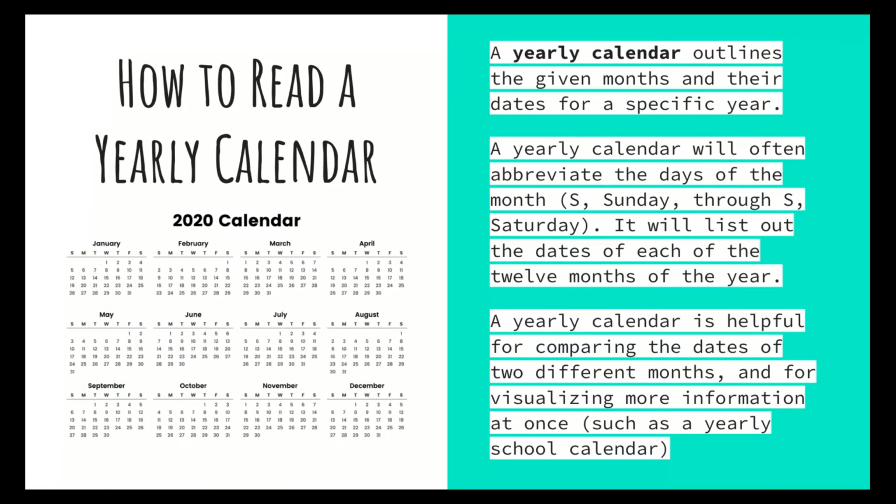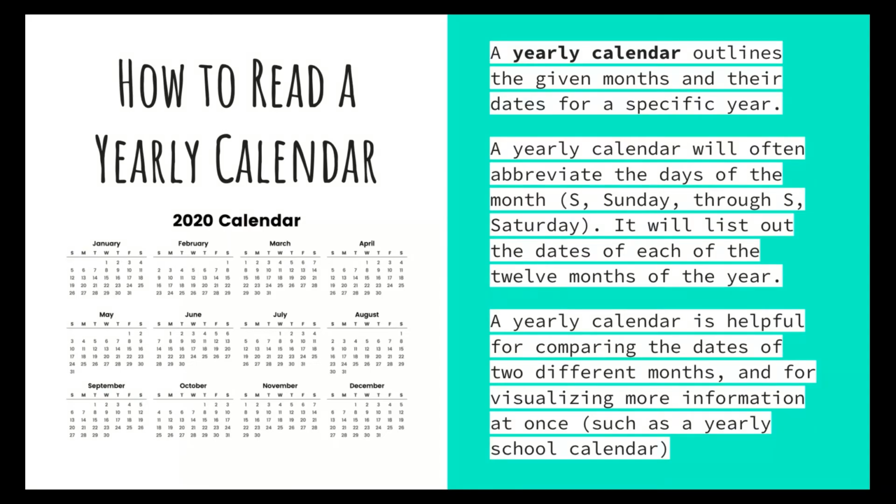Those are the different dates and the days that they fall under. A yearly calendar is really helpful for comparing the dates of 2 different months and for visualizing more information at once. So that previous example that I showed you of our academic calendar, that's an example of a yearly calendar, okay? That's our yearly school calendar.